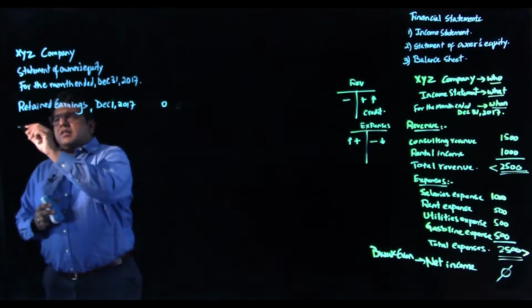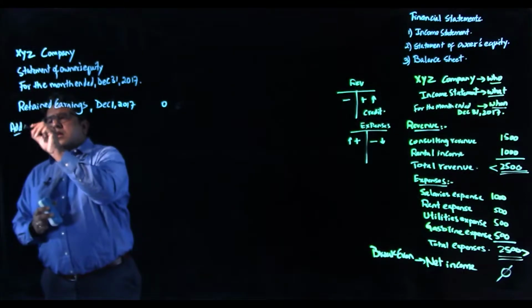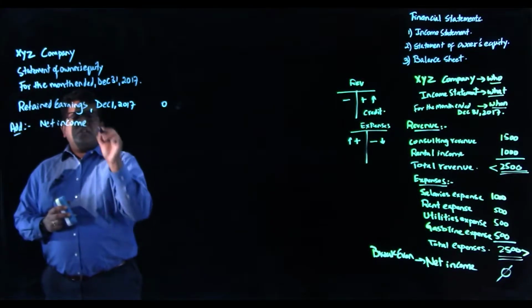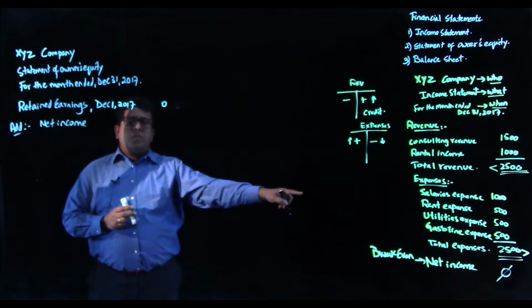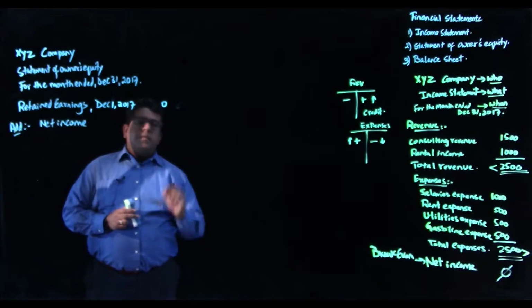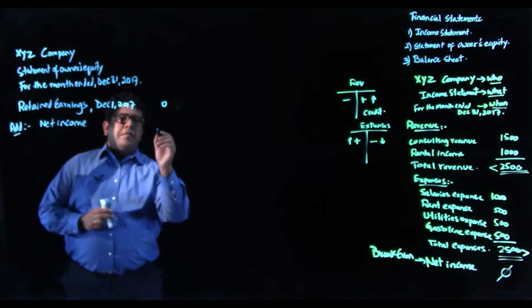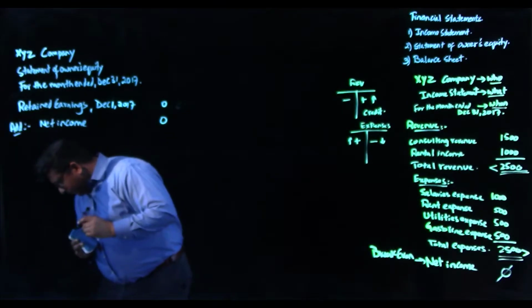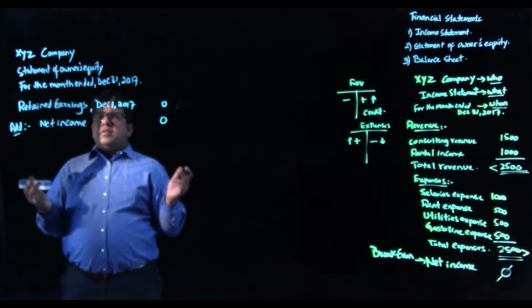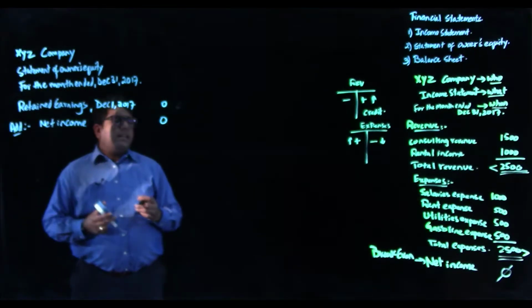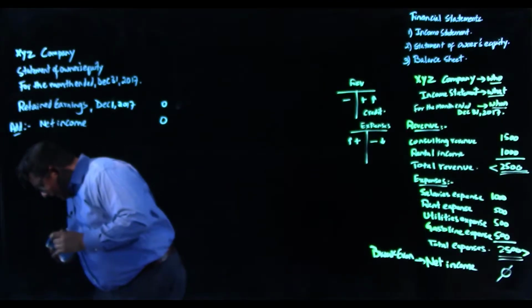Next thing you add your net income. Was there any net income? This is where you reference the income statement. Your net income was 0. You break even. You didn't have any net income, so you didn't have any retained earnings. You paid dividends.